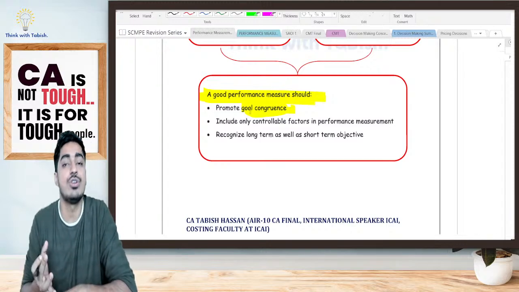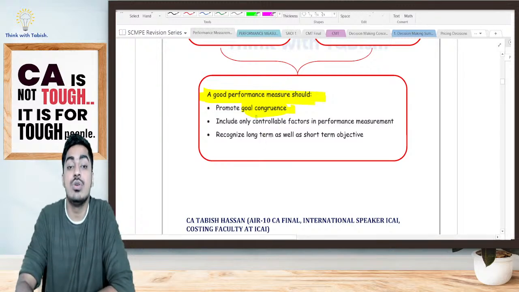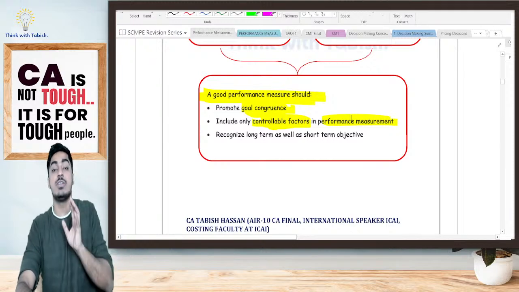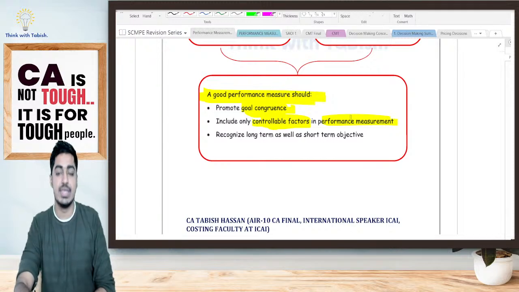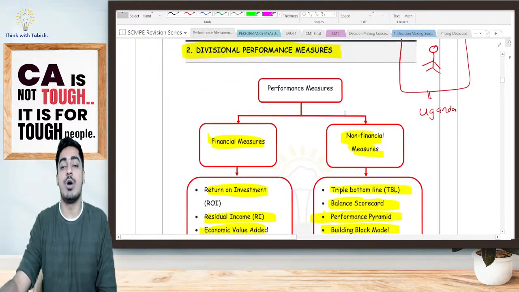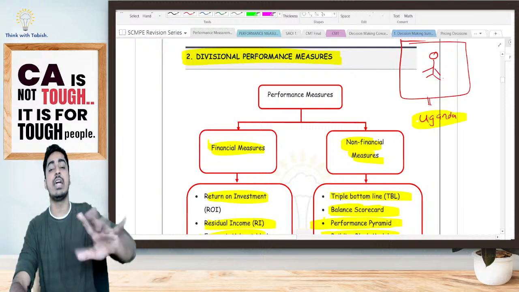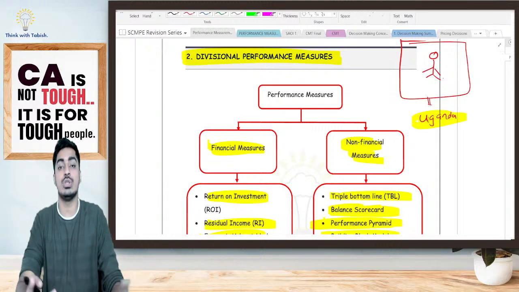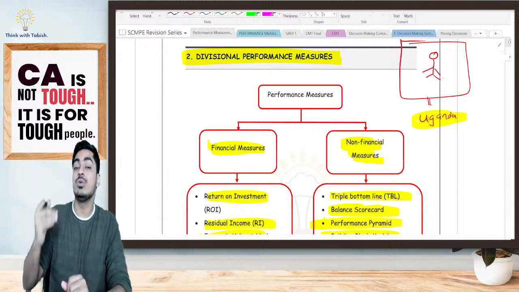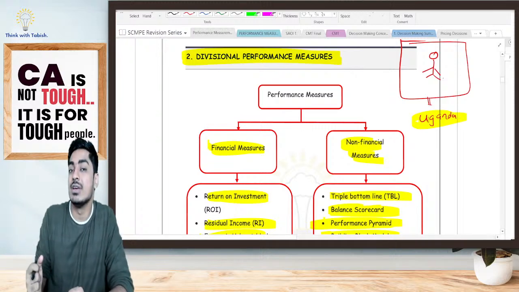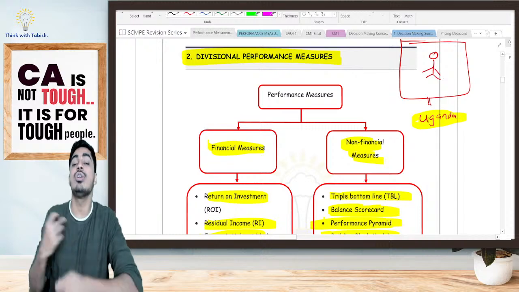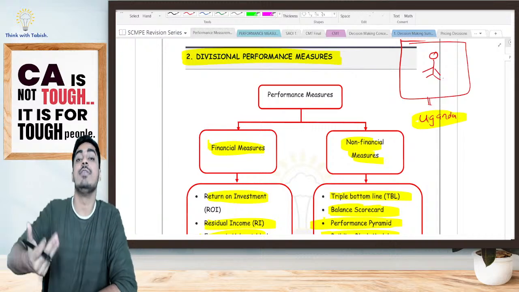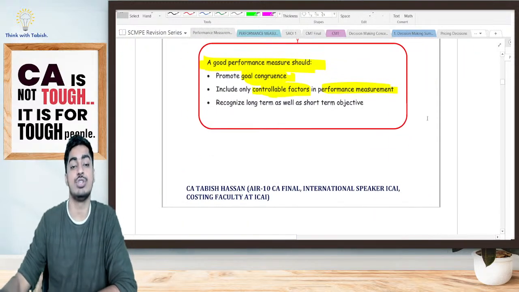Where goal congruence is promoted or not promoted, we'll come to it later on. It should include only controllable factors in the performance measurement. While I'm evaluating the performance of a division, I should be including only controllable factors. Say for example, I've given him operations of the Uganda division. But what happened in that particular year? A flood has come and they had to incur an abnormal cost of, say, 2 crore just to restore the operations. Now, if I include that 2 crore as my cost, his profit is going to become negative. But was it within his control? It was beyond control, an uncontrollable factor. So ideally, that should not be included while we are evaluating the performance. Only controllable factors should be considered.